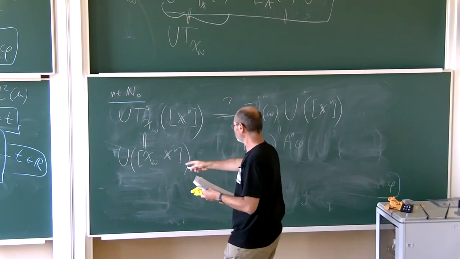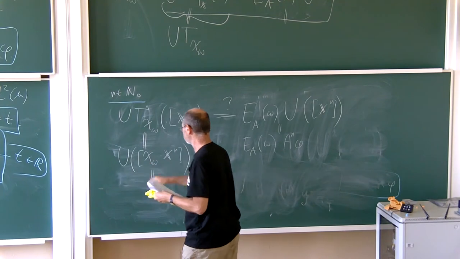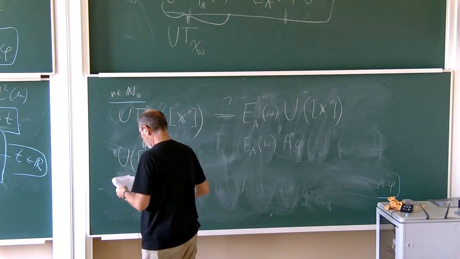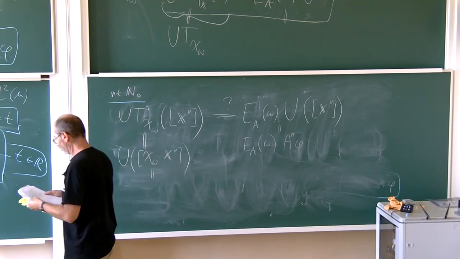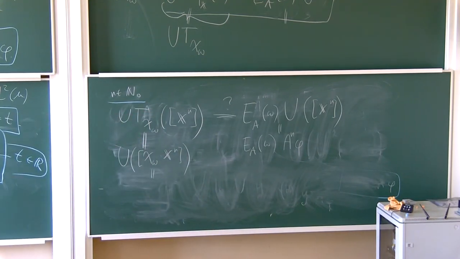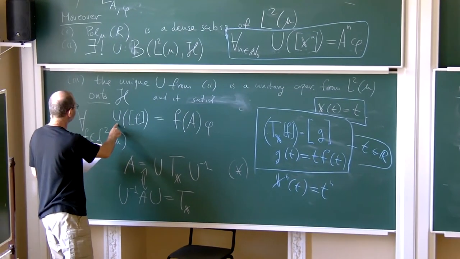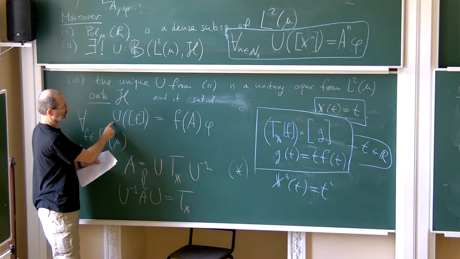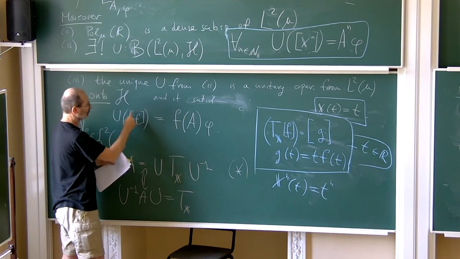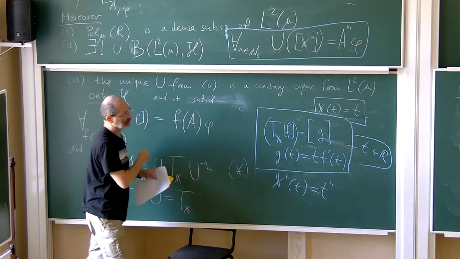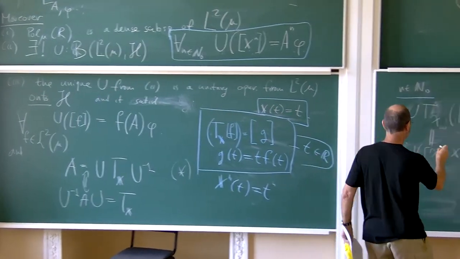Okay, and so let us write down this. What is this? Okay, we can look here, this is the formula, just the formula which we proved. The formula is like this. This is for all the Borel functions, including this function, of course.